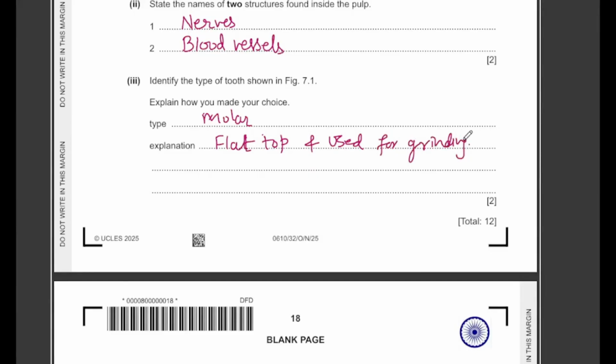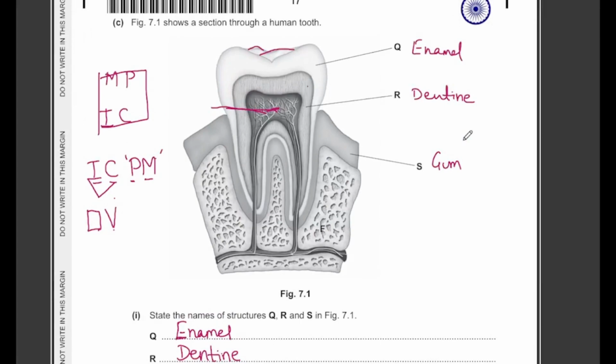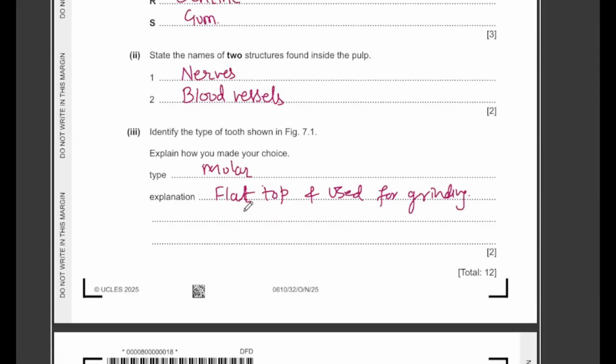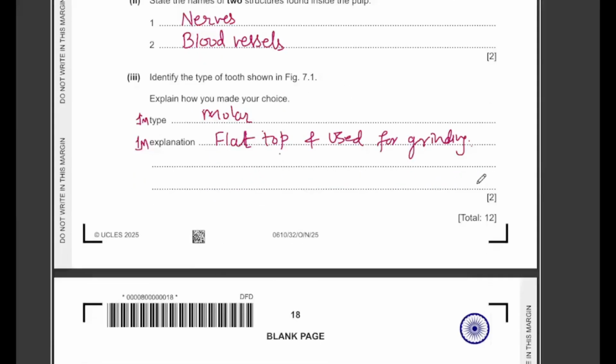Okay, that's one thing. You can see multiple roots also. That's one of the reasons. Multiple roots. 2 points are enough. I think 1 point is for identification and 1 point you get for your explanation. So flat top and used for grinding, you can write here. Okay, let's see, do we have any other question?